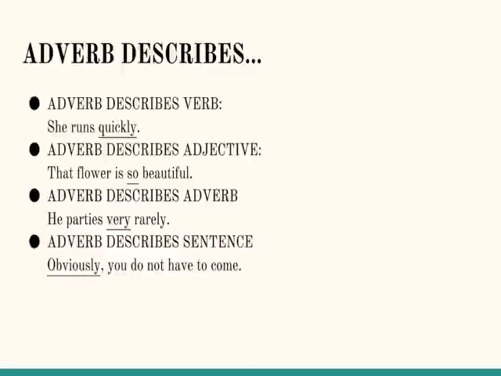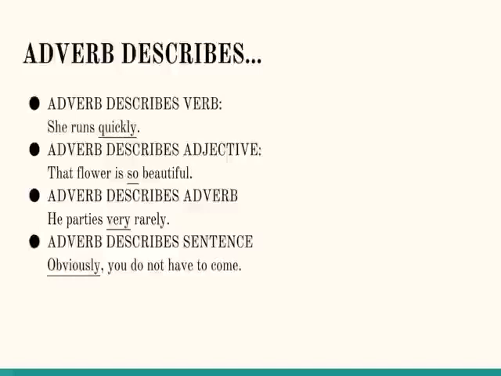quickly. Then when you say that flower is so beautiful, beautiful is the adjective, and the adverb here is so. So in this sentence, we are putting emphasis on the fact that the flower is really beautiful. By the way, the really which I used in the sentence that flower is really beautiful is itself an adverb. An adverb describing an adjective. He parties very rarely. So rarely itself is an adverb, which shows that something is being done not really often.